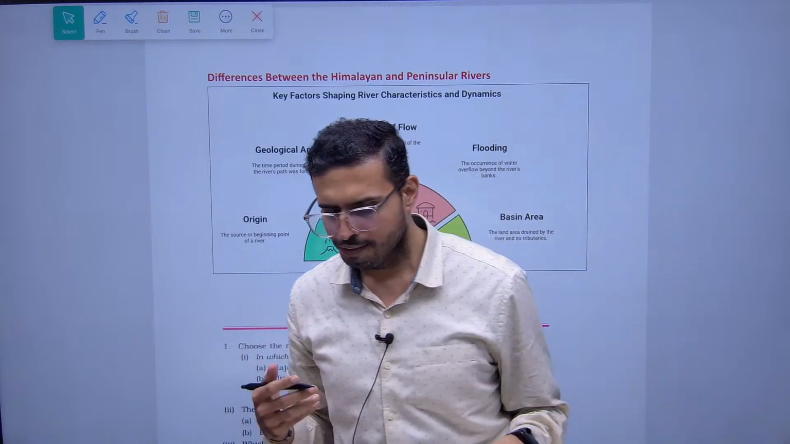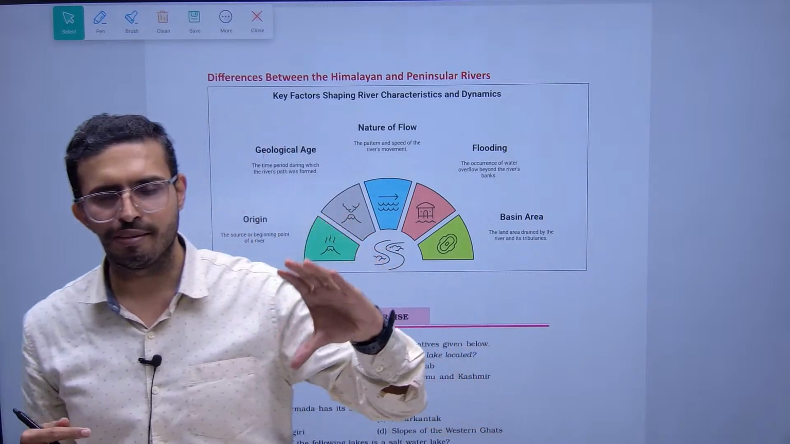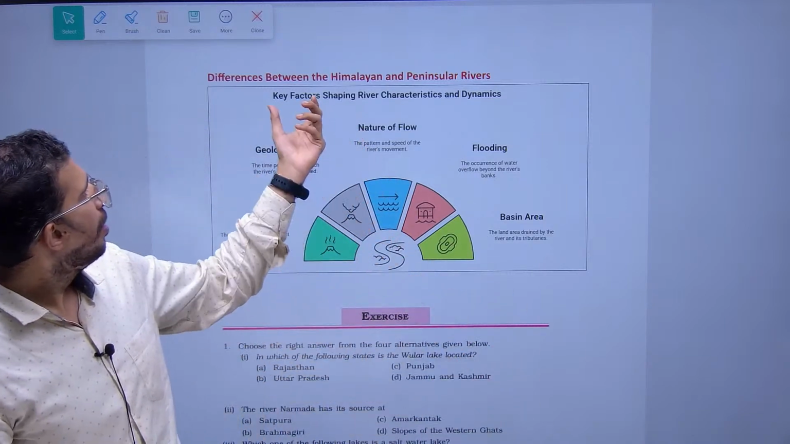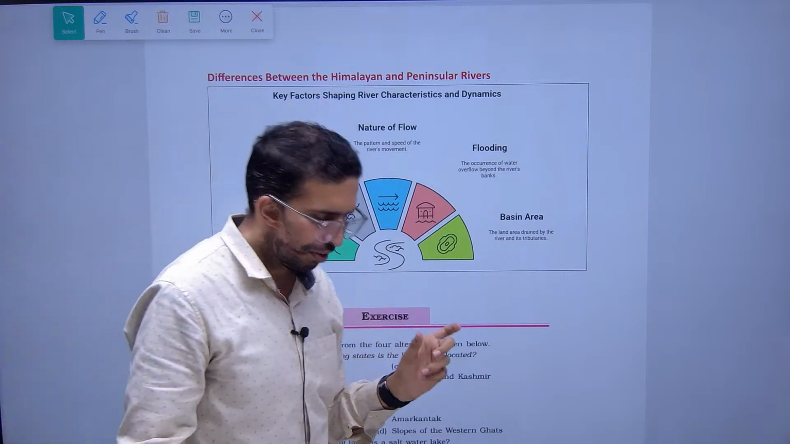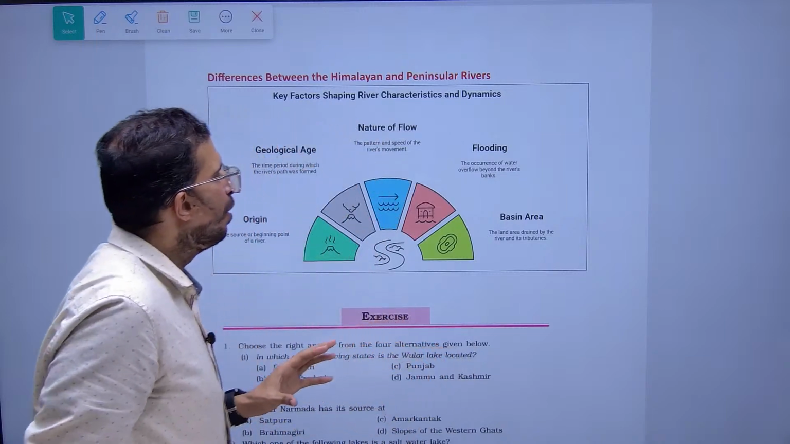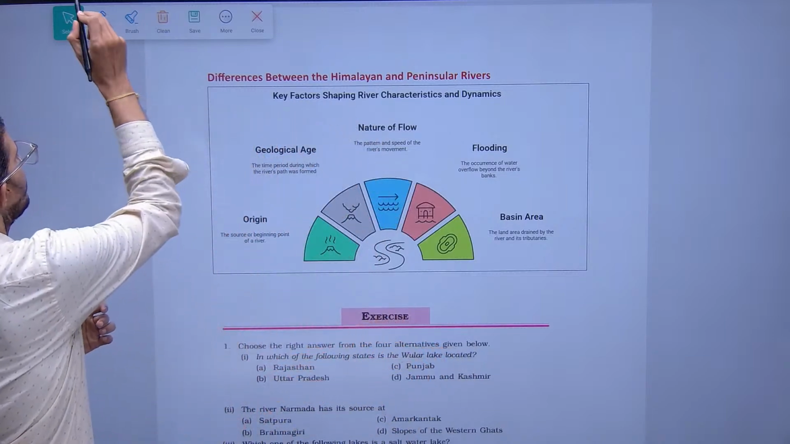Now, what is the difference? We have seen the Himalayan river system. We have also seen the Peninsular river system. Now, we will see what is the major difference between the Himalayan river system and the Peninsular river system. First, understand the one parameter.